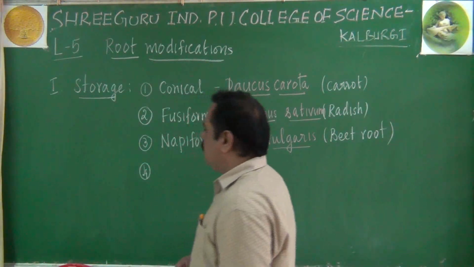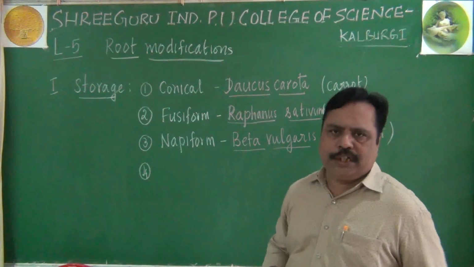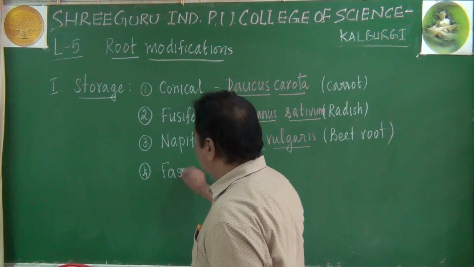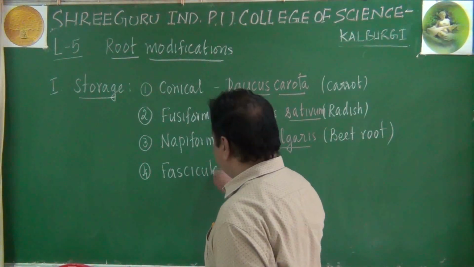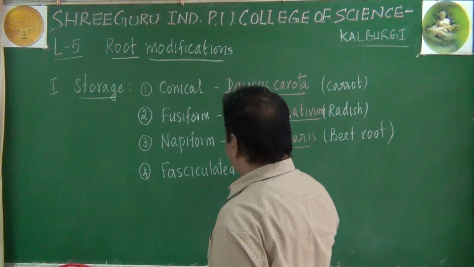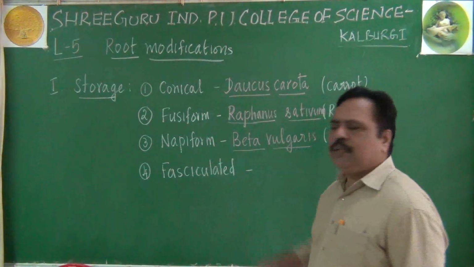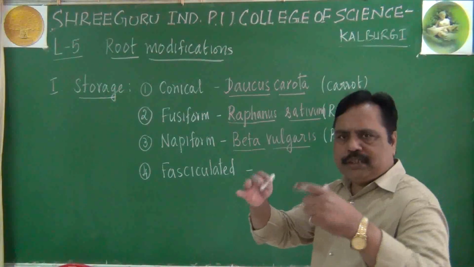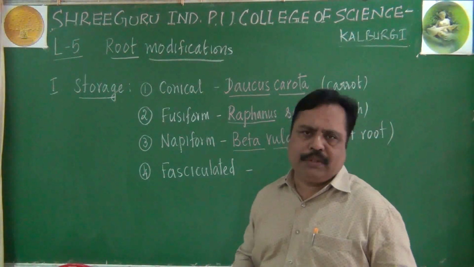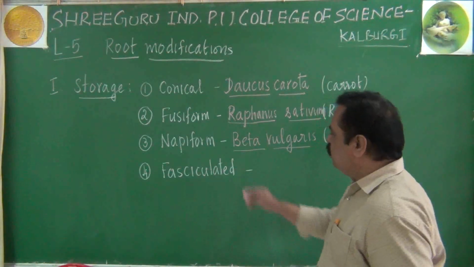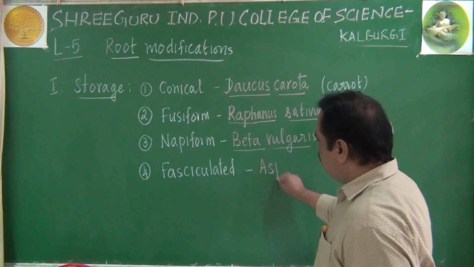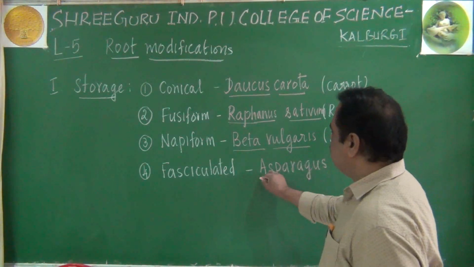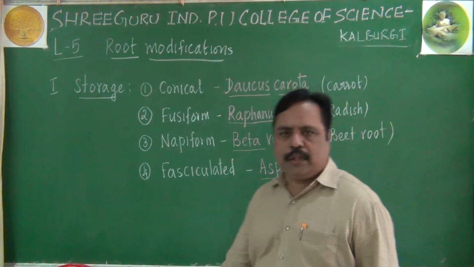The fourth one regarding storage, I told you, was related to fasciculated root. In the previous class, I told you about fasciculated root. Fasciculated root will be exhibiting bunch roots. There will be bunches of root. I explained it to you in the previous class. For fasciculated root, example is asparagus. Remember, asparagus comes under fasciculated root.